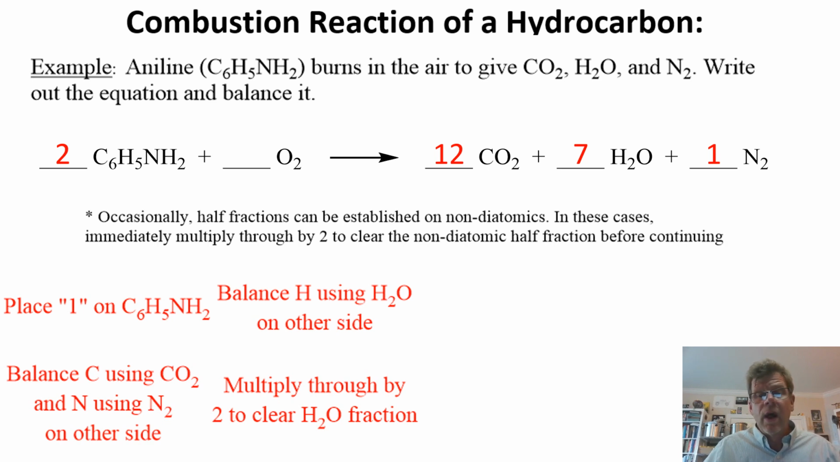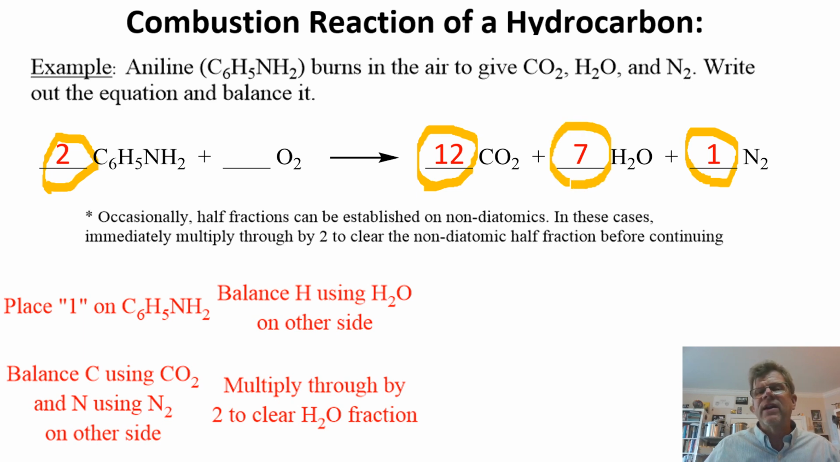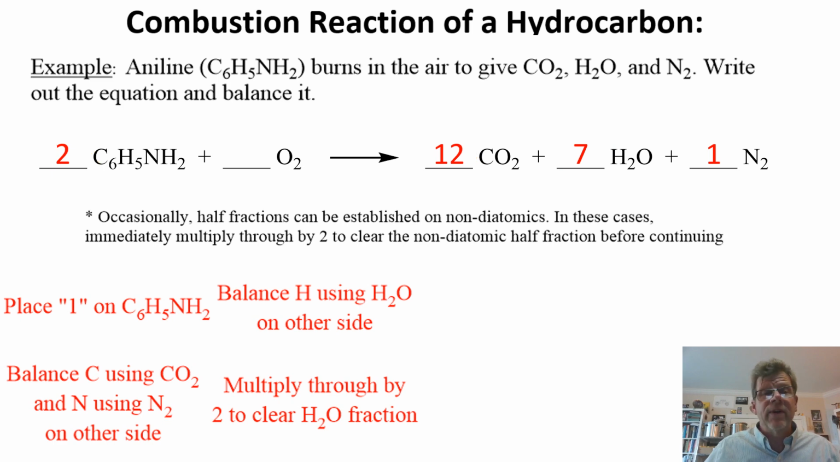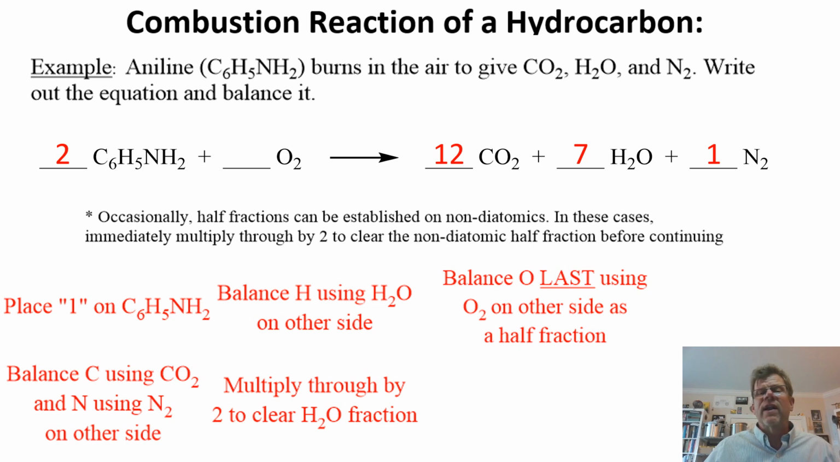So notice what we did here. That turned our 1 here to 2. Our 6 that was here to 12. Our 1/2 on the nitrogen to 1. And most importantly, the 7 halves that we had on the non-diatomic into 7. So now that our disaster has been averted, we are going to continue by balancing oxygen last.